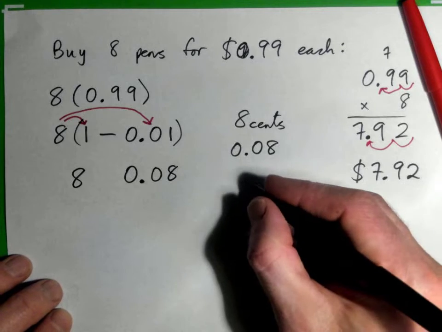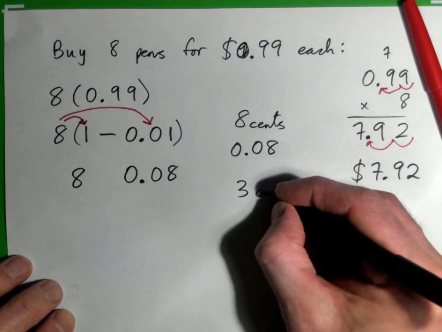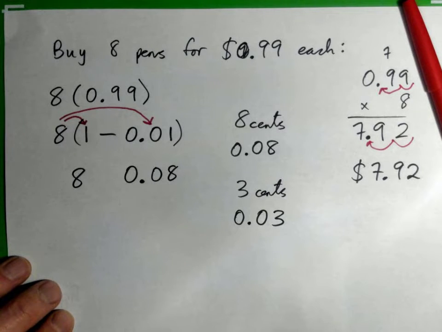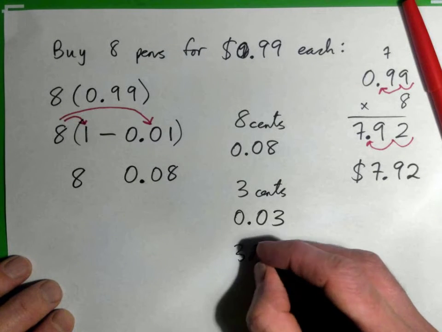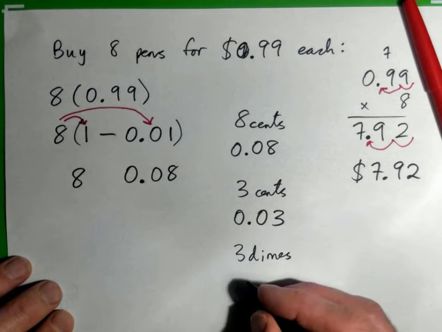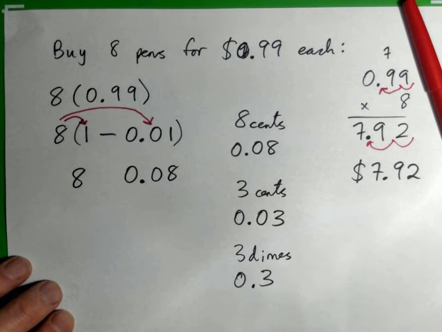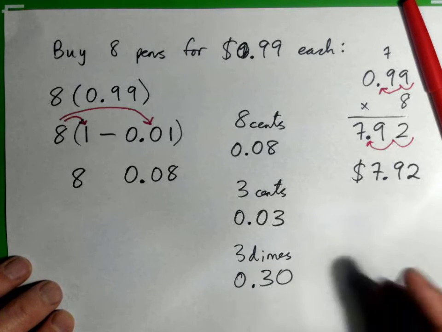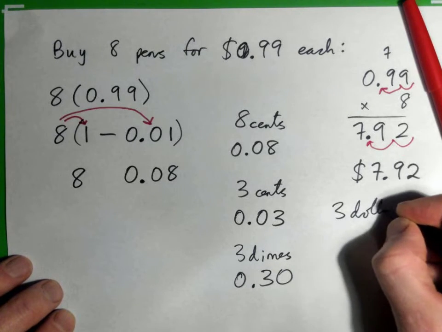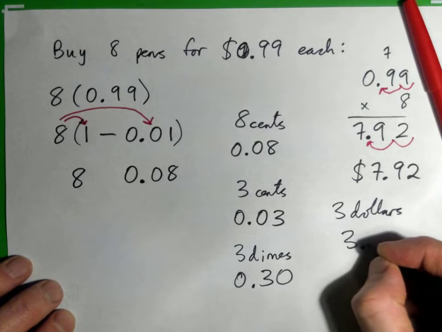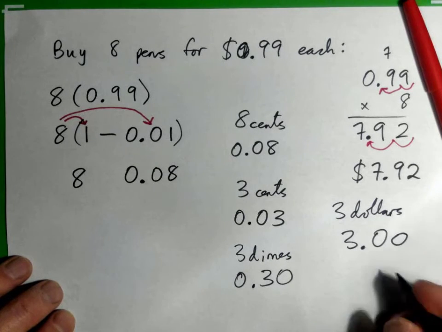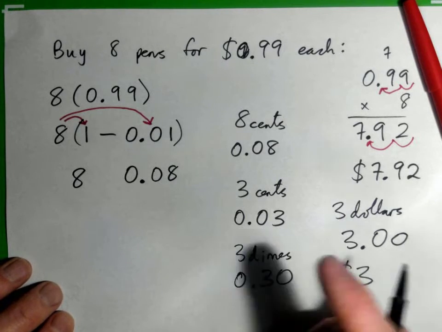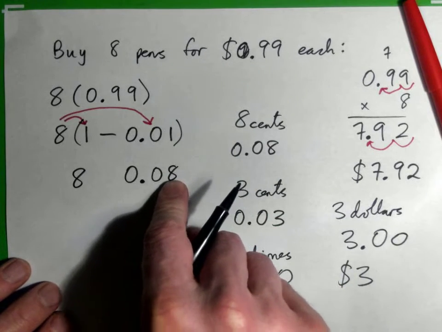Like 3 cents, 3 pennies, is 0.03 of $1. Yeah, 3 dimes is 0.3, isn't it? Or 30 cents. That's 3 dimes, right? And $3 is 3.00, right? Or just 3, right? So yeah, 8 cents looks like this in decimal form, right?